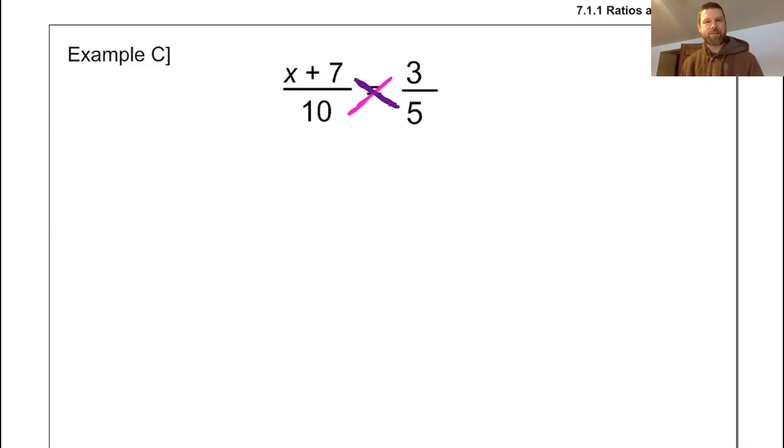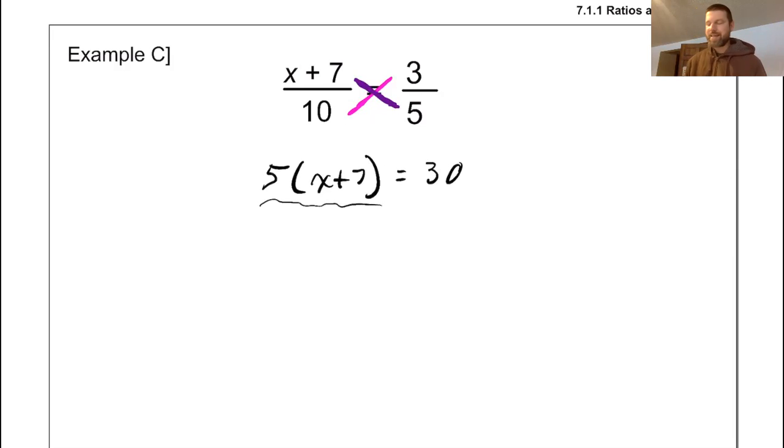When I do 5 times x plus 7, you can write it like this. 5 times x plus 7 equals, and what's it going to equal? 30. 30, right on the money. Now it looks like something we've seen before. We know how to take care of these parentheses. You just take that 5 and you multiply it through.